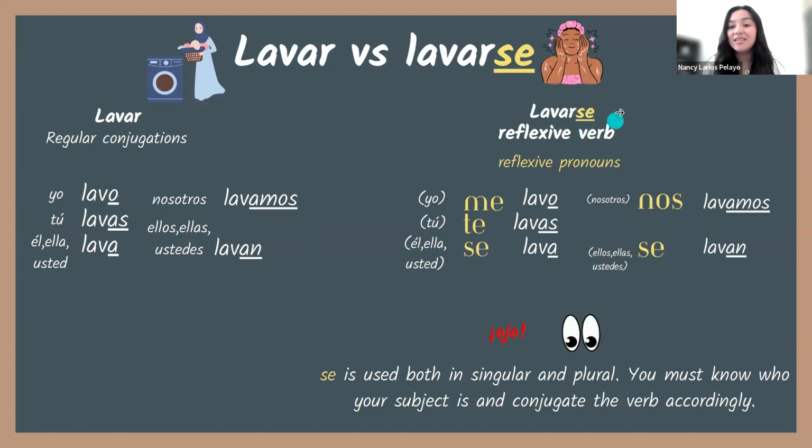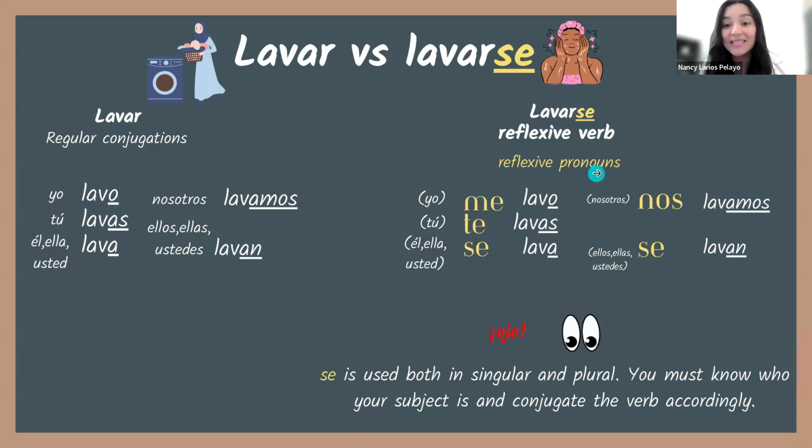That SE, every time you see a verb that ends in SE, that is a reflexive verb because remember, we have three types of verbs. ¿Te acuerdan? AR, ER, and IR. This would be a regular AR verb, right? It doesn't have the SE. This one, it still says lavar, but now it has the SE. That tells you it's a reflexive verb and that it needs a reflexive pronoun.